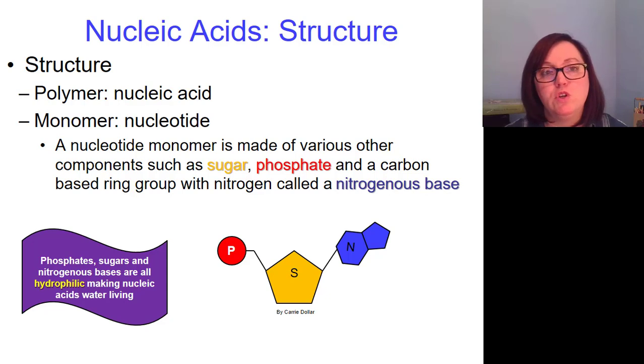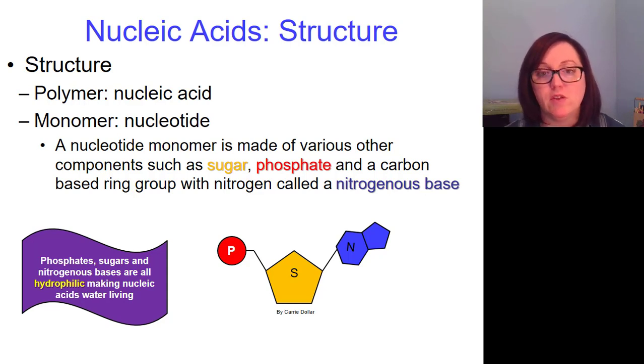Looking at the structure of nucleic acids in more detail, again, we have that polymer-monomer pattern here. The polymer is nucleic acid, and the monomer is called the nucleotide. So we take a whole bunch of nucleotides and connect them one to another to get a nucleic acid. Let's take a closer look at the structure of a nucleotide. The nucleotide has three basic parts to it.